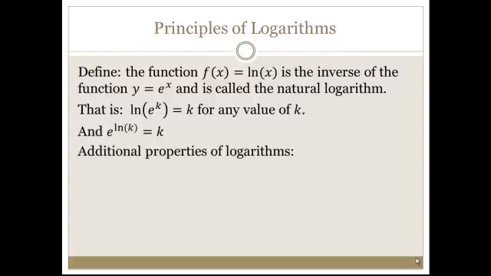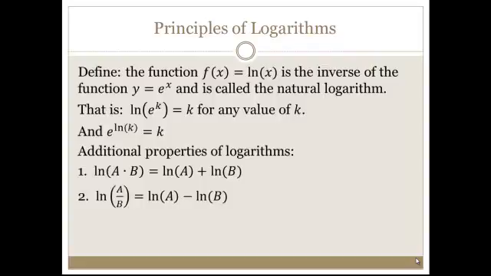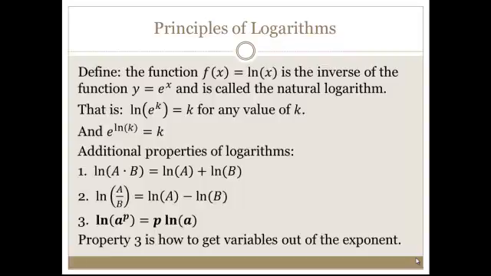Let's look at additional properties of logarithms. The first is that the natural log of a times b equals the natural log of a plus the natural log of b. The natural log of a divided by b is the natural log of a minus the natural log of b. Thirdly, the natural log of a to the p equals p times the natural log of a. This is going to be our most important property. This is how we will get variables out of the exponent in exponential functions.